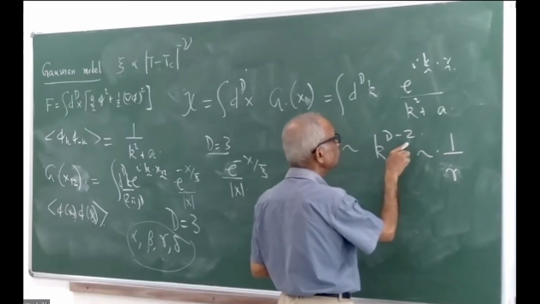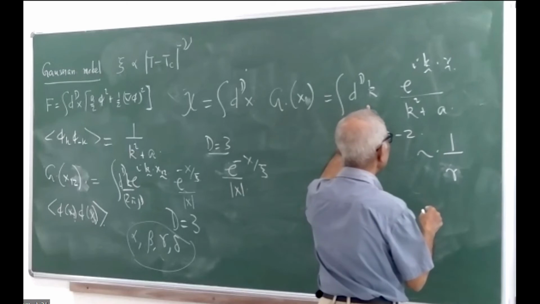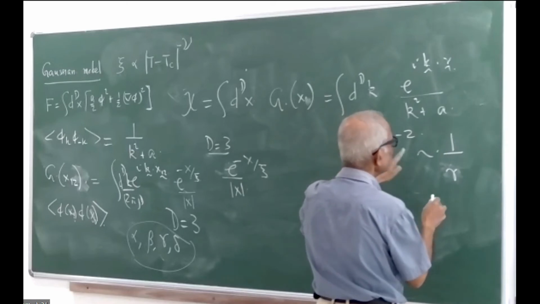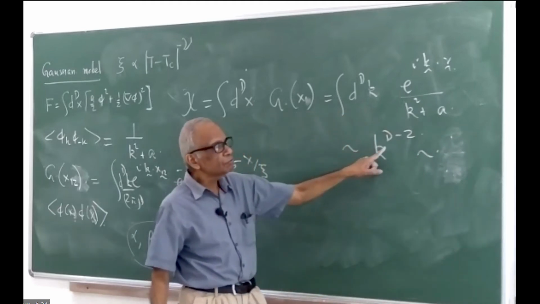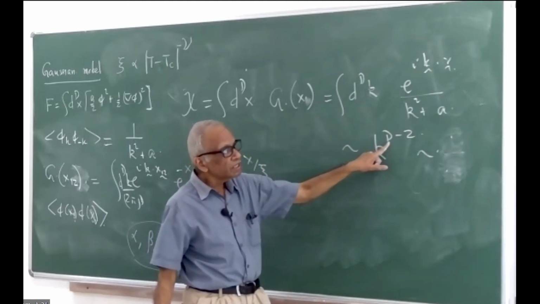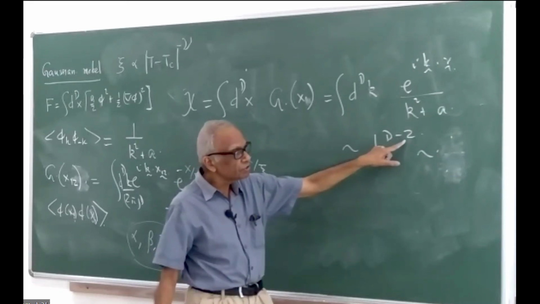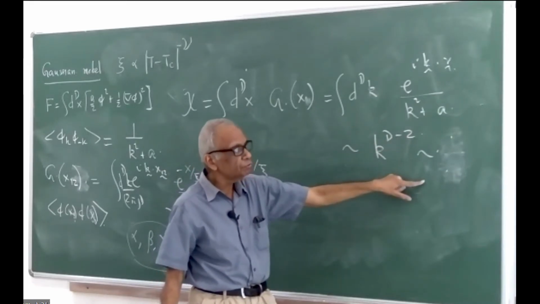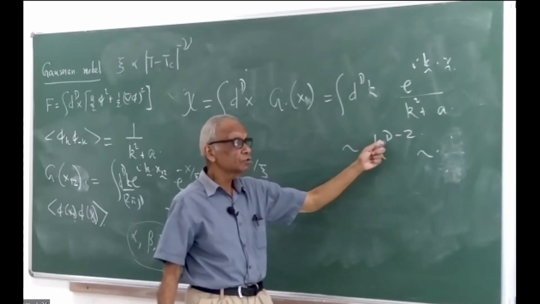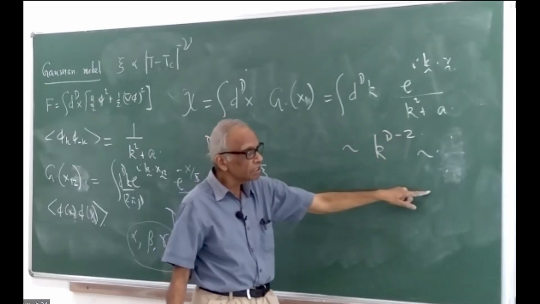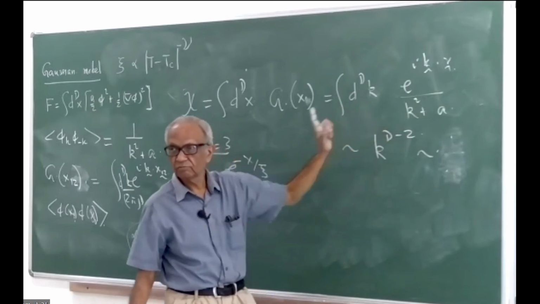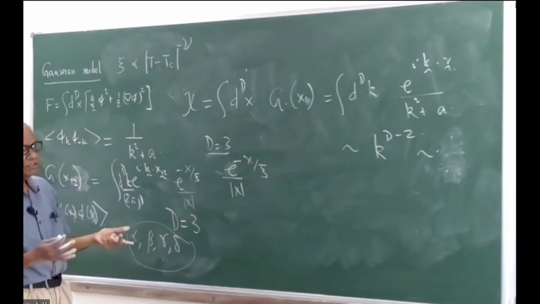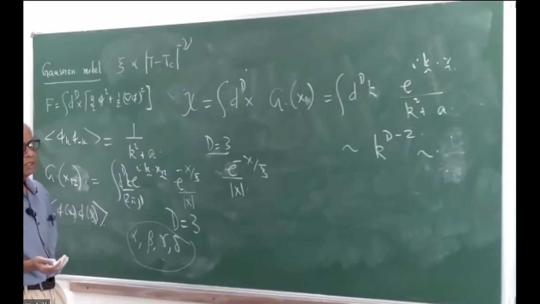Let me stop for a moment. It is k to the power d minus 2, and that is exactly what you said when it was d equal to 3, that it is going to be like 1 over k. If it is any other d, for example d equal to 4, it would be like 1 over k square. D equal to 2 is logarithmically divergent when you see over here. So the general structure is k to the power d minus 2.